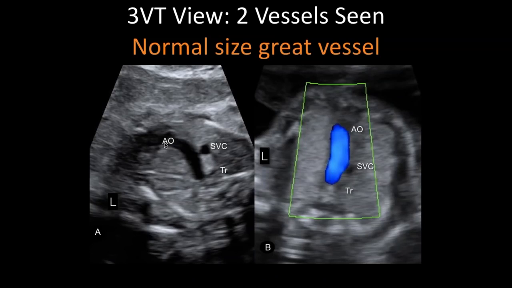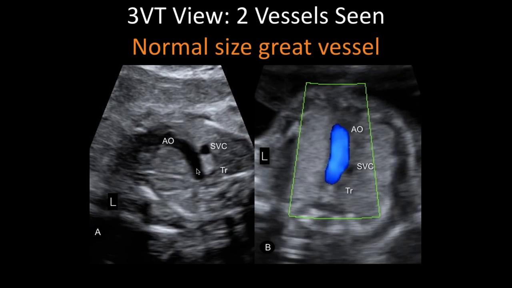So now I see only two vessels at the three-vessel trachea view. So there's one vessel that is missing. So I see two vessels, but the vessel that I see is of normal size, as you see right here. I'm at the level of the three-vessel trachea view, and I only see one vessel. I see the superior vena cava, so that's the two vessels to the left side of the trachea. But there's something missing here. And color Doppler, as you could see, confirms that. There's no other vessel.